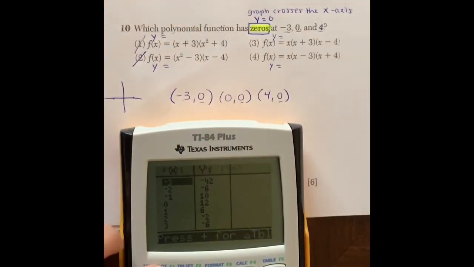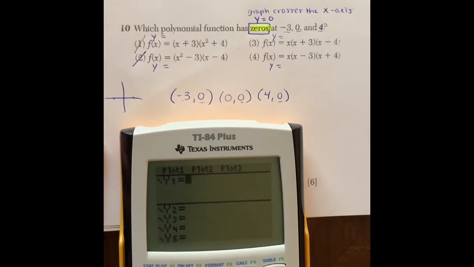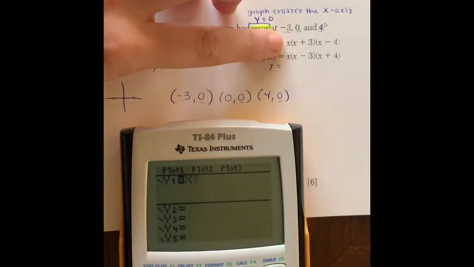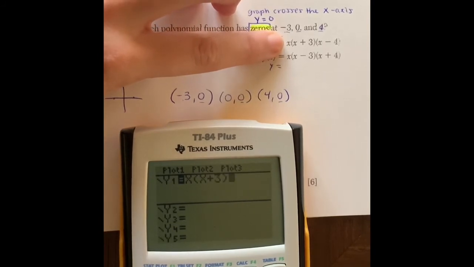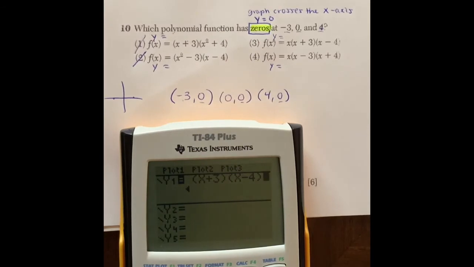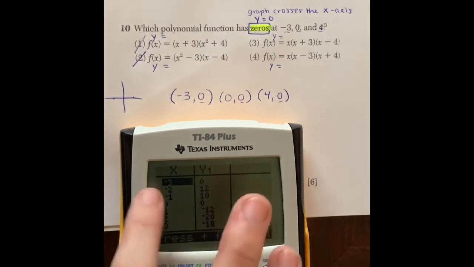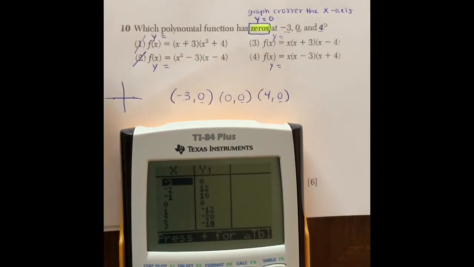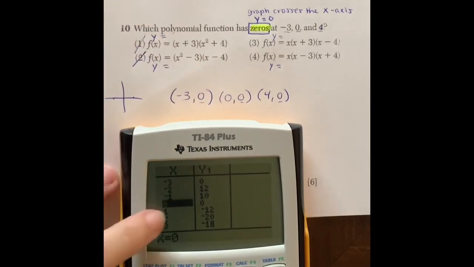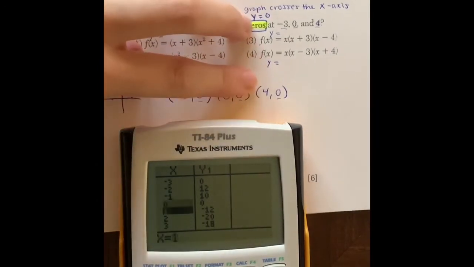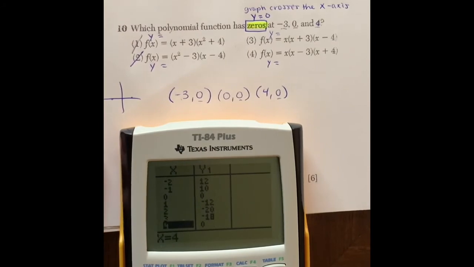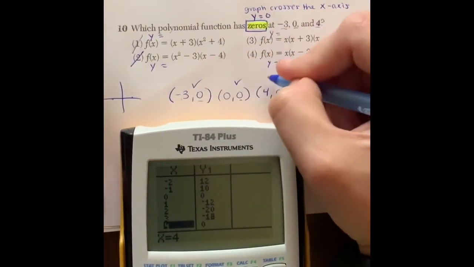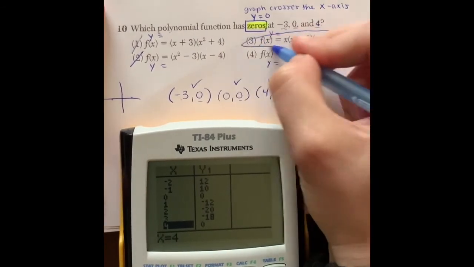Let's look at choice 3. Y equals x, parentheses, x plus 3, and another parentheses, x minus 4. Go to my table. Negative 3, 0. Okay, that's good. The next one I want is 0, 0. That works. And then I want 4, 0. So I scroll down. I see 4, 0. Perfect. All three are there. So it must be choice 3.